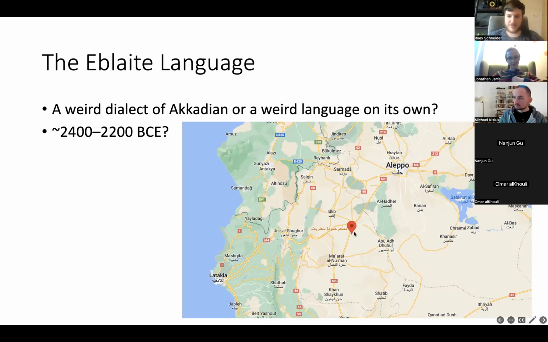So Ebla was approximately here, close to Idlib, but not very far from Aleppo of today, and not even that far from Ugarit, but it was older, so about 100 years older. Eblaite is essentially a weird dialect of Akkadian, which is attested from the 24th to 23rd century BCE, something like that.